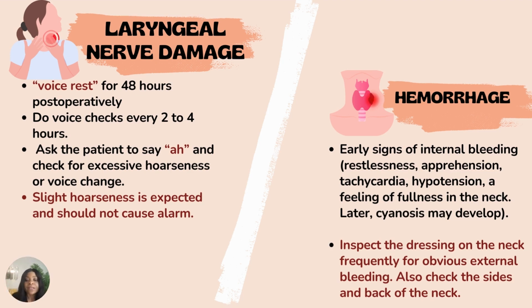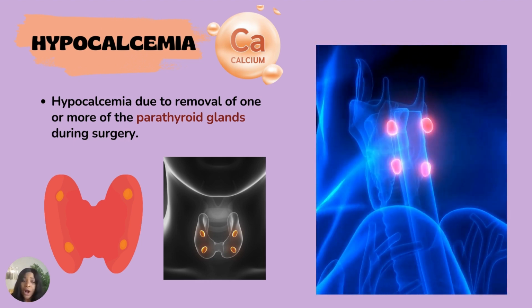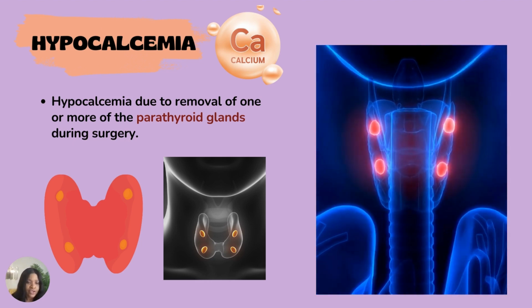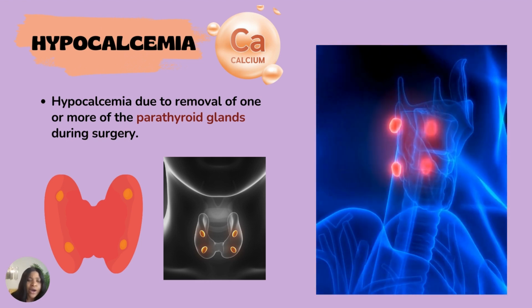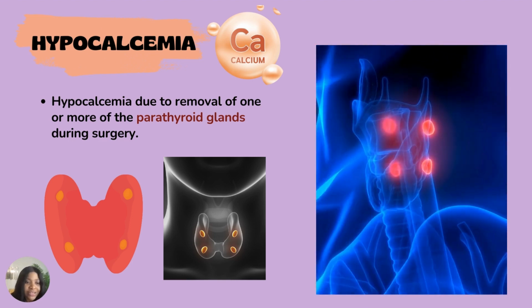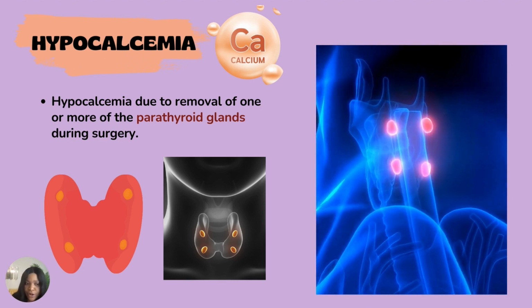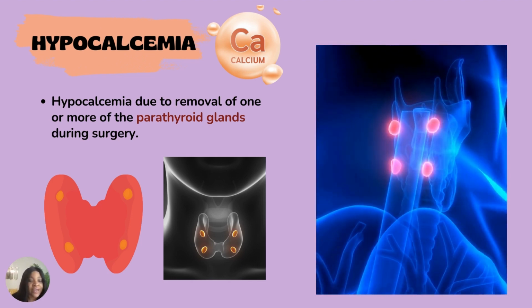All right. The next complication we're going to look at, which is a pretty big one, is hypocalcemia, low calcium. So you might be wondering, why would someone have low calcium after we take out a thyroid? Well, it is because of the relationship between your thyroid and your parathyroid. We're going to talk about parathyroid in the next video, so you can watch out for that.